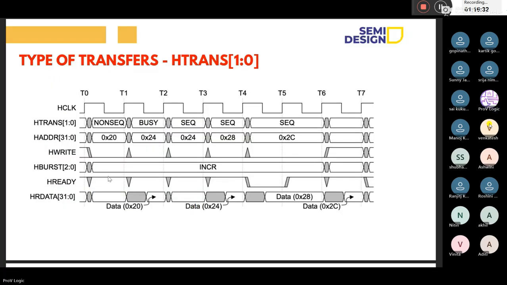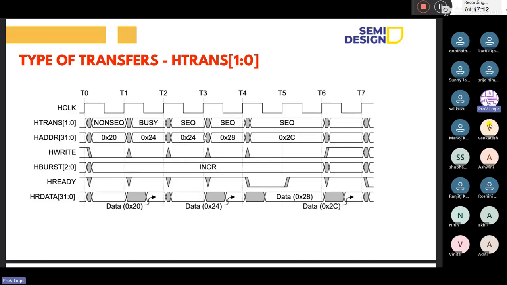See here, types of transfers, HTRANS. It is indicating HTRANS. The first one is non-sequential, at T0, T1, T2, T3, T4, T5. Non-sequential means the first transfer of a burst is non-sequential only. After that, every subsequent transfer in the burst will be sequential. Every time the first one will be non-sequential. And if the master is in a busy state, it will indicate busy, or else it will go to the sequential state.